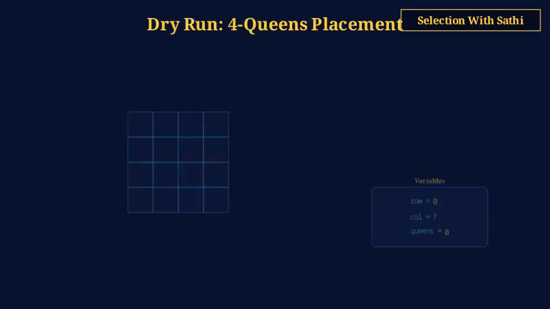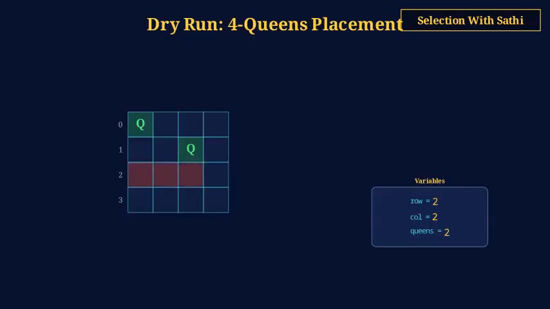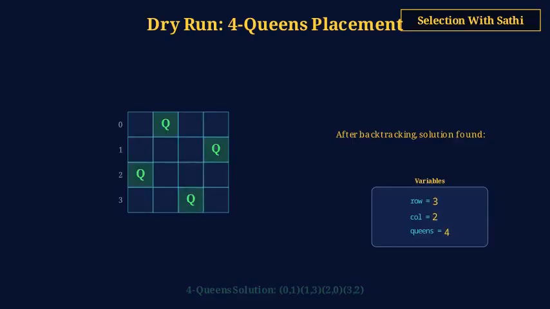Let us solve 4 queens step by step. Row 0. Place queen at column 0. Row 1, column 0 is same column, skip. Column 1 is on the diagonal, skip. Column 2 is safe. Place queen at row 1, column 2. Row 2, check all columns. Column 0 is on the diagonal of row 1, column 2. All 4 columns are unsafe. Dead end. Backtrack to row 1.